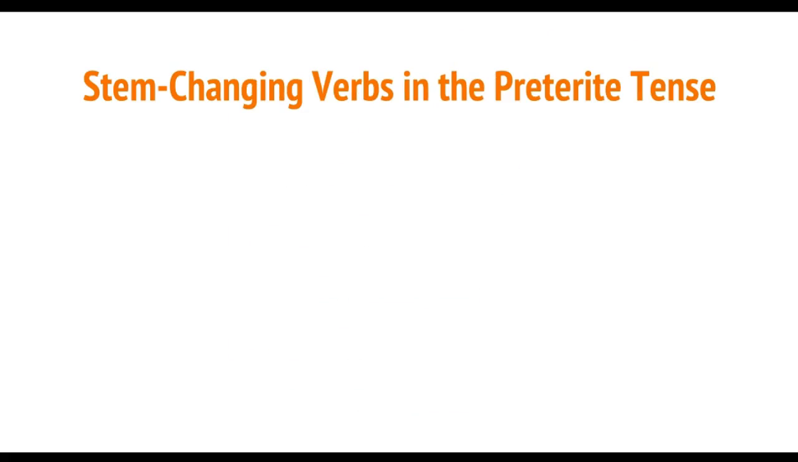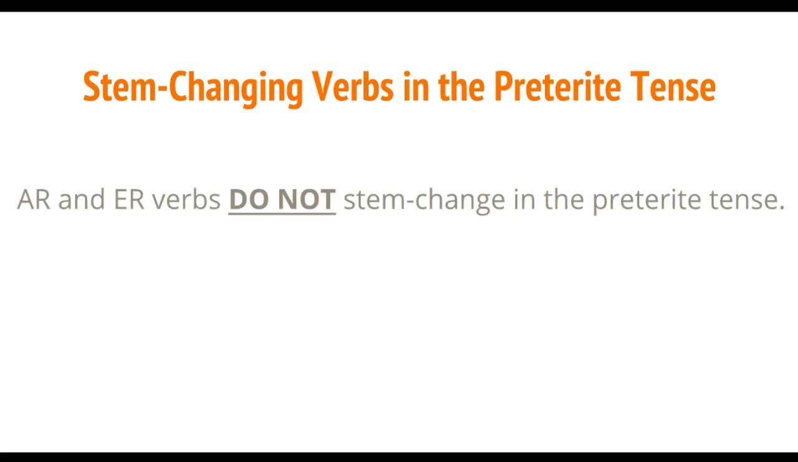Okay, stem changing verbs can be a little bit complicated in the preterite tense, so make sure you get all of this information in your notes before completing your assignment. The first thing you need to know is that AR and ER verbs do not stem change in the preterite tense. They never do in the preterite tense.